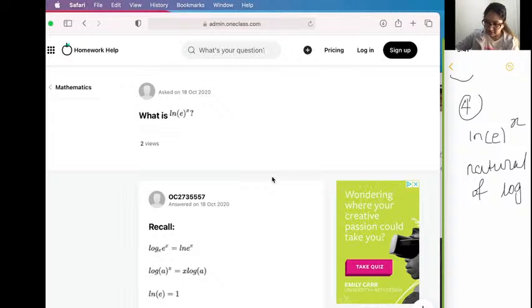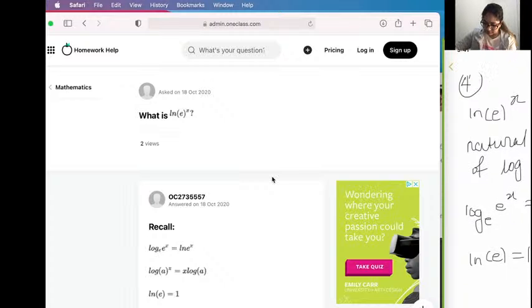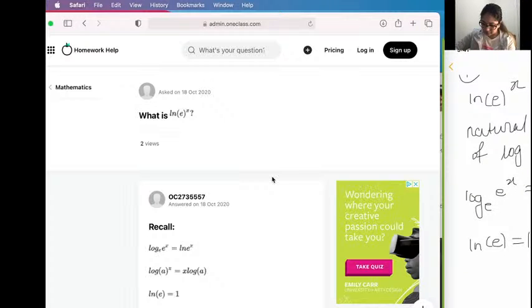And so to find this, recall that basically a log base e of e to the power of x is basically ln e to the power of x. So the log base e is literally an ln function. So since we know that ln of e is equal to 1, since they're inverses, it's going to equal 1.